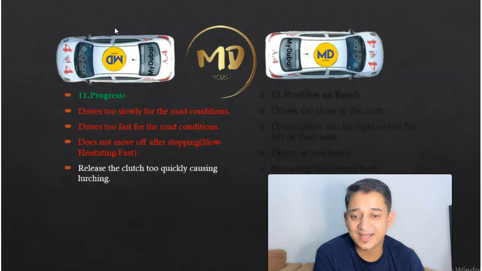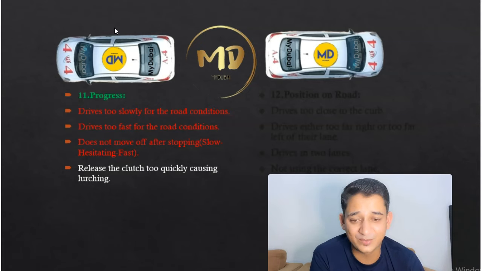The 11th one is the progress. Drive too slowly for the road condition. Drive too fast for the road condition. Does not move up after stopping. Slow hesitation. These 3 points are the major ones. Almost everyone gets these points.